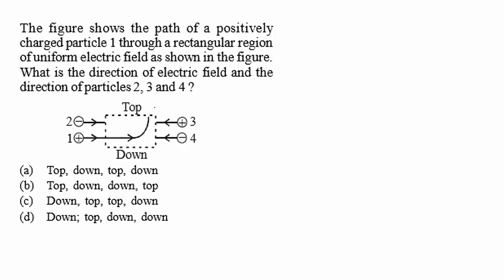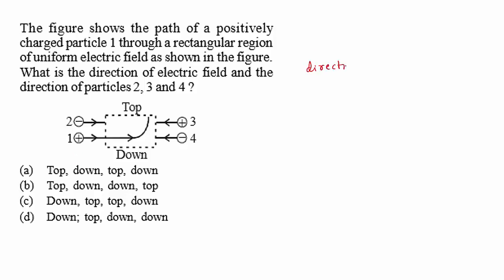So how to find their path and their direction? They have given the path of the first particle, where the first particle is moving. It is moving in the upward direction, which means it starts to move at the top of this rectangular region. This first particle is a positively charged particle. We know that the direction of positively charged particles is along the direction of the electric field. That concept you have to remember here.